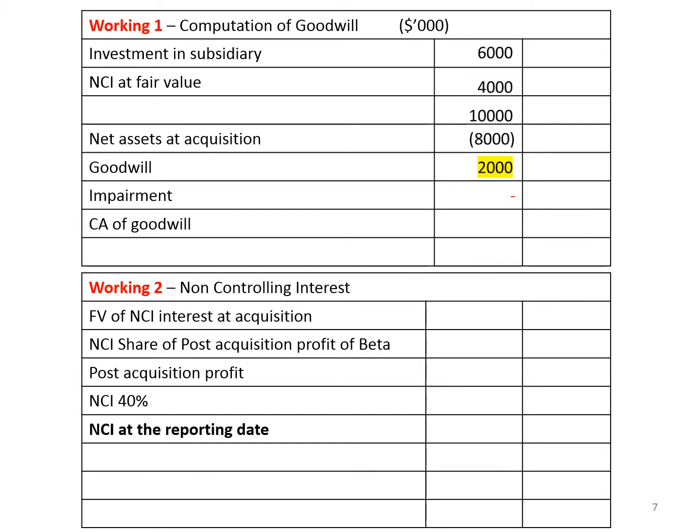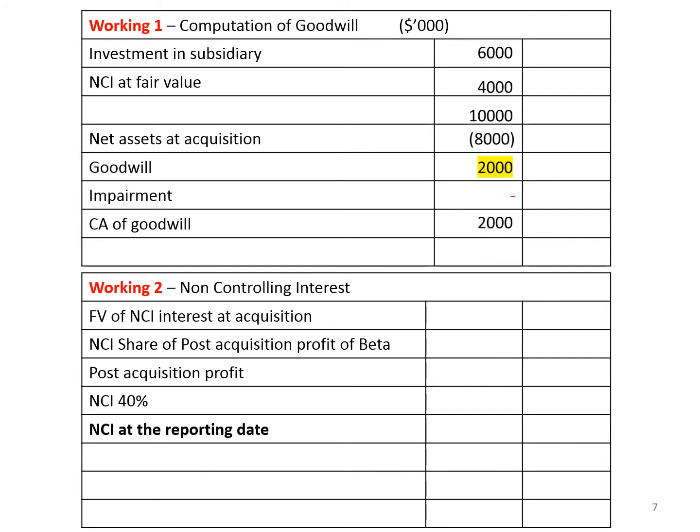And when we read the question, there's no information about the impairment. So the carrying amount of goodwill is 2,000. So you can put this 2,000 in your consolidated statement of financial position right now, as the goodwill.